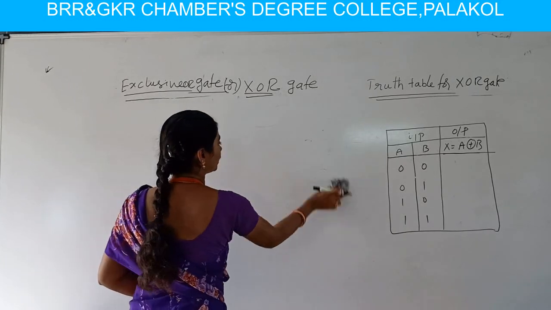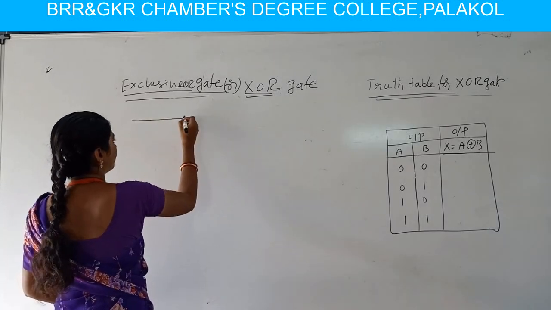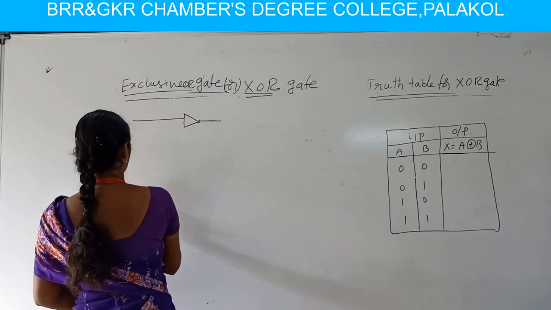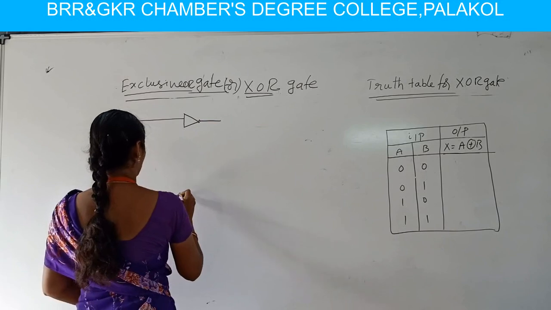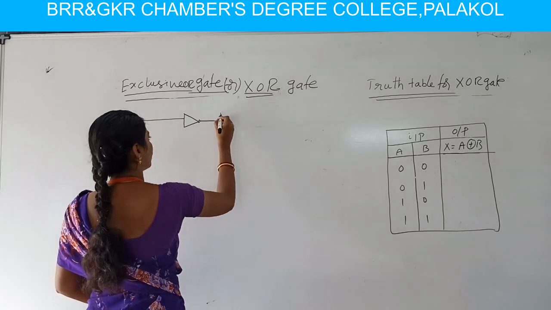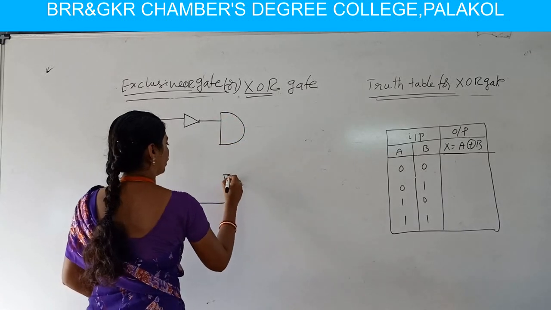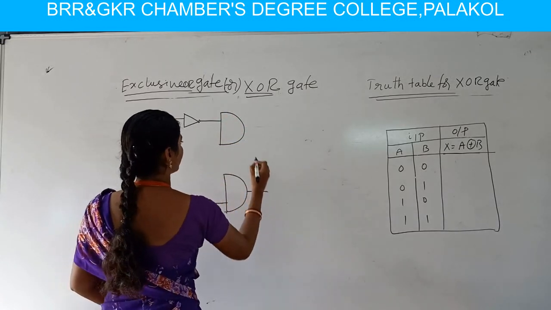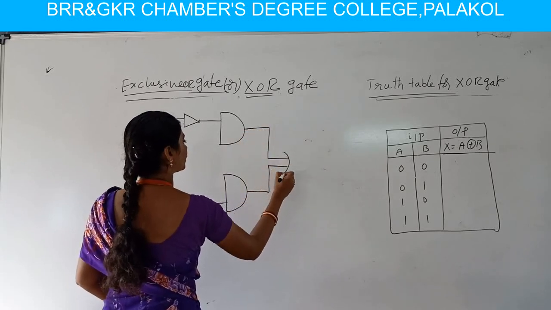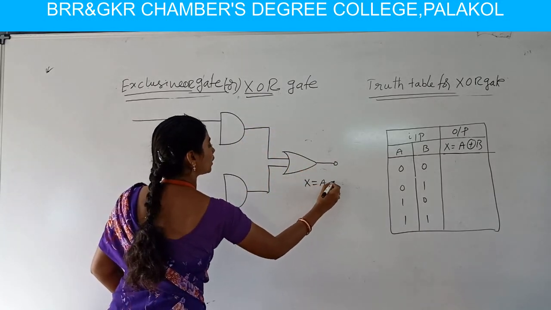Here the circuit diagram for exclusive OR gate is constructed by using 3 gates. What are the 3 gates? We are using the AND gate, the OR gate and the NOT gate. By using these 3 gates we construct the XOR gate circuit, X equals A encircled B.